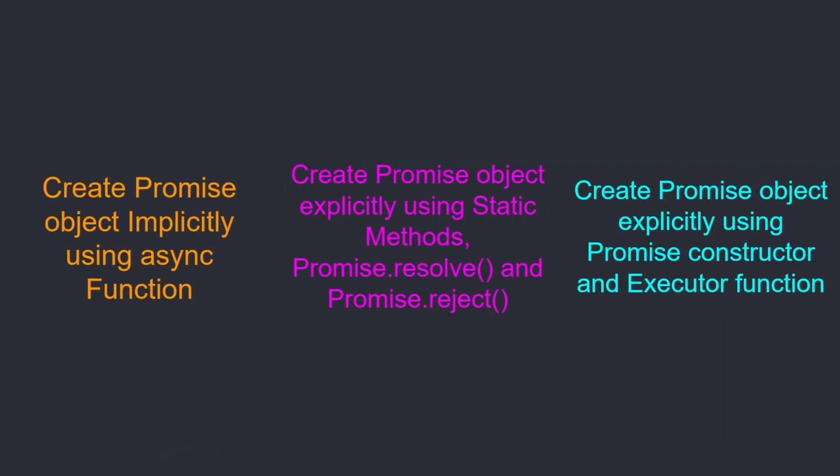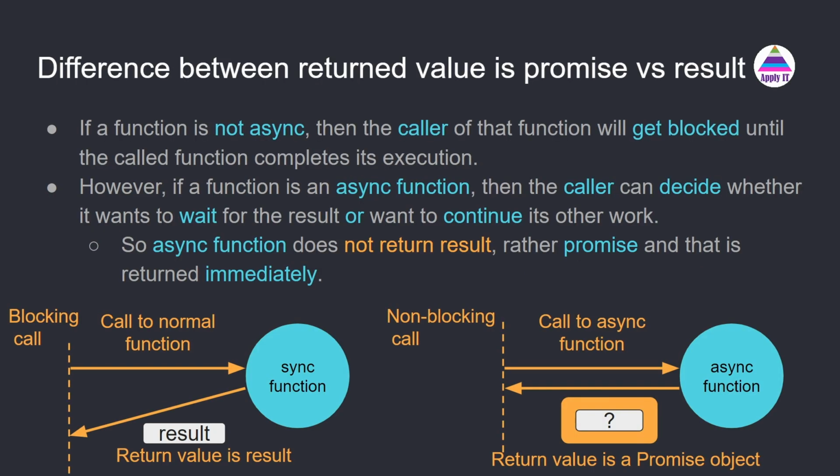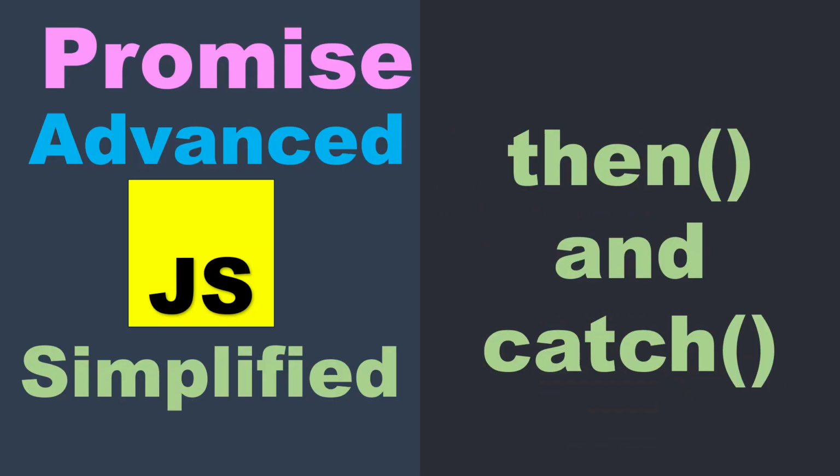So in this video we have understood three ways of creating a promise object. One is implicit and the other two ways are explicit. In the next video we'll understand how to receive the response that is generated by this async operation. So we'll see the use of then and catch in our next video.